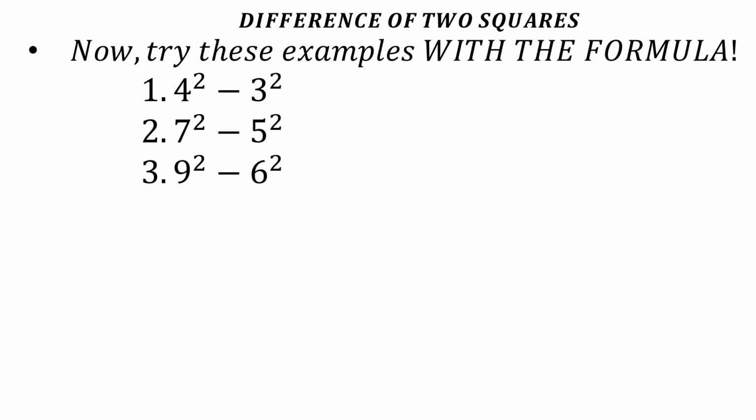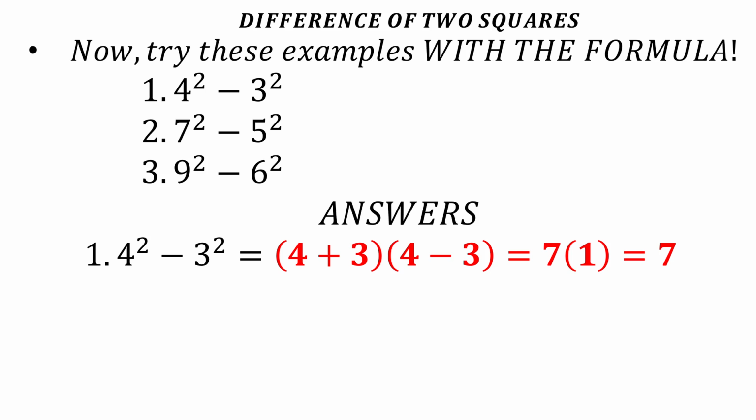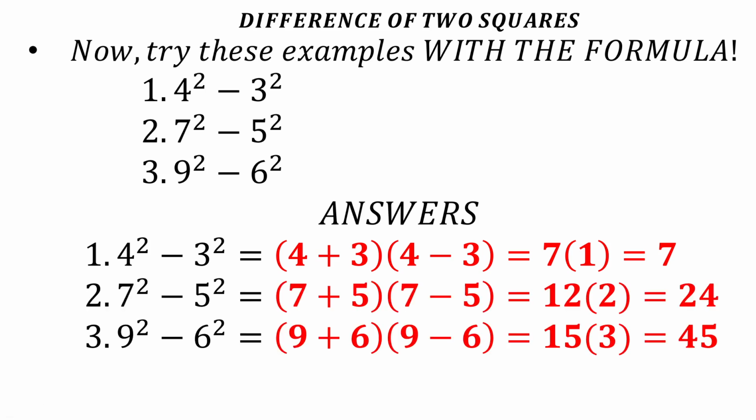Again, you can pause the video and try these examples if you want, but using the formula we've just established, these are some of the answers we are going to get. For the first one, 4 squared minus 3 squared gives us 4 plus 3 in one bracket, 4 minus 3 in another bracket. 4 plus 3 is 7, 4 minus 3 is 1, 7 times 1 is 7. Pretty straightforward and easy, right? The same thing applies to the other two examples as well.